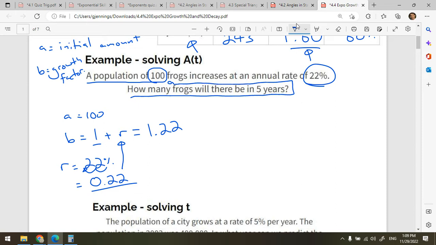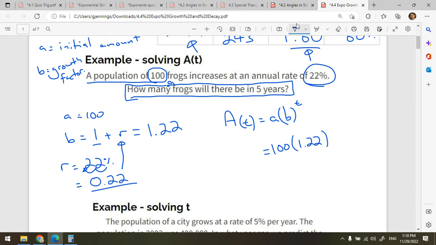Once we set up an equation, we can answer this question: how many frogs will there be in 5 years? So we would say the amount of frogs is a function of time, and that's equal to A multiplied by B raised to the power T. We have our A and our B, so that's equal to 100 frogs now. It's growing by 22%, so after 1 year, there'll be 122% of the frogs. So that's 1.22 times as many frogs. But it's going to grow that much every year, so we're going to exponentiate. We're going to multiply by that growth factor every year to find out how many frogs. And we have been asked to find how many frogs after 5 years.